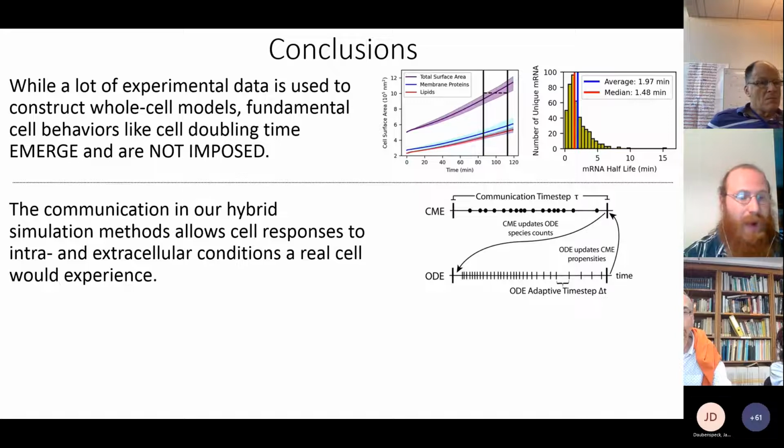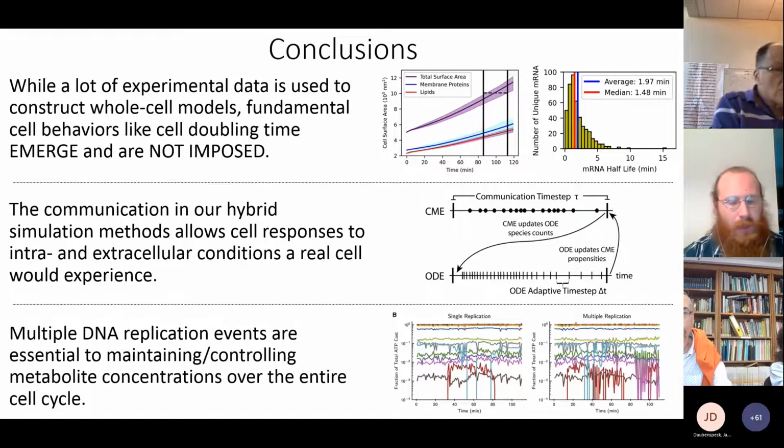The communication in our hybrid simulations allows the cells to respond to intra and extracellular conditions that a real cell would experience. And if you check out our paper, the multiple DNA replication events actually turn out to be really essential to maintaining and controlling metabolite concentrations over the cell cycle.